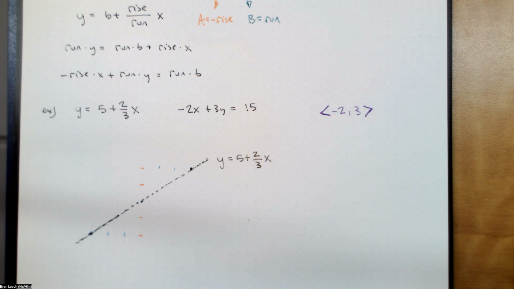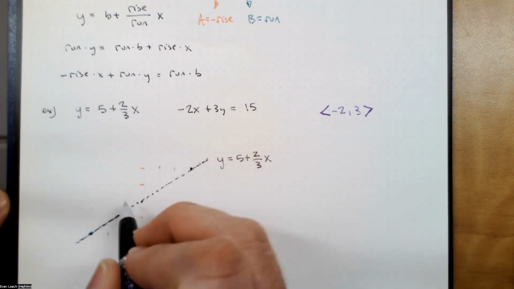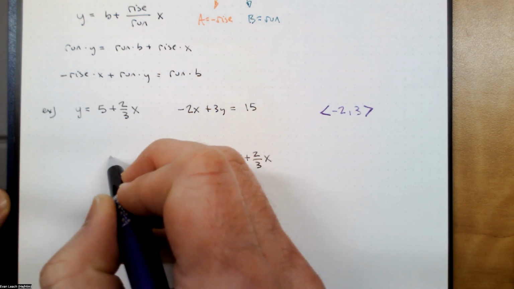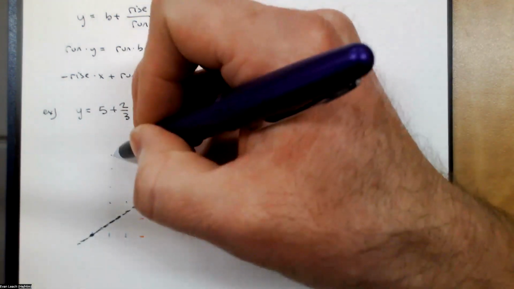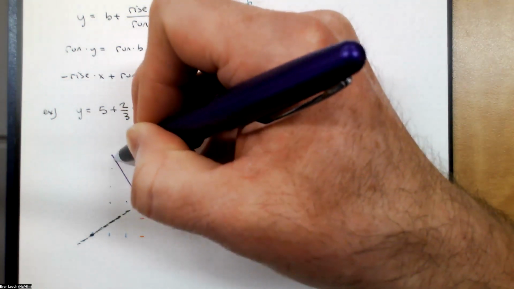Let's draw the vector -2, 3. So I'm going to pick a point. I'm going to just start here at 0, 5. And I'm going to go -2, +3. So there's the vector -2, 3. What's the relationship between the vector and the line?